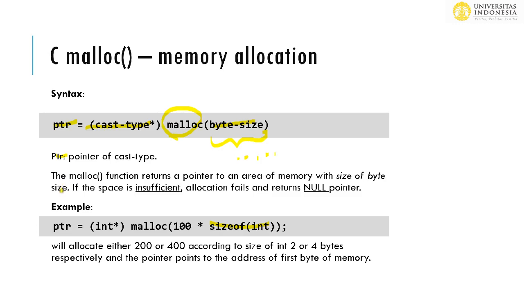The malloc function returns a pointer to an area of memory with the size of byte size, which is declared here. If the memory space is insufficient, which is a very rare case but sometimes happens, the allocation will fail, meaning it is not successful in allocating the needed space, and it returns a null pointer.